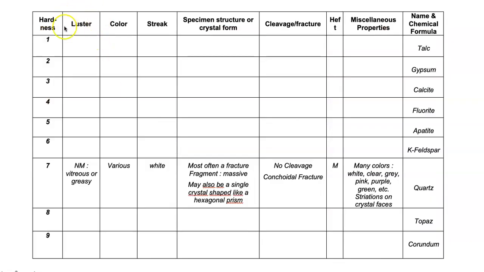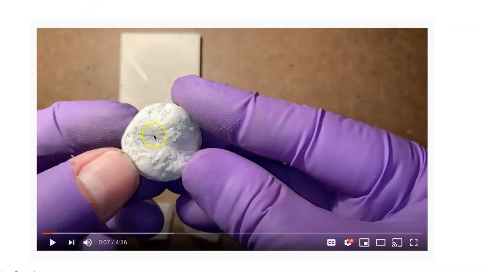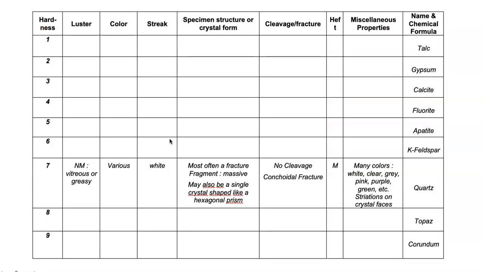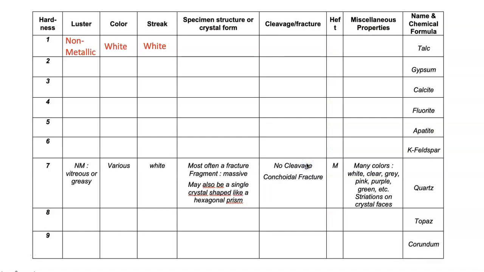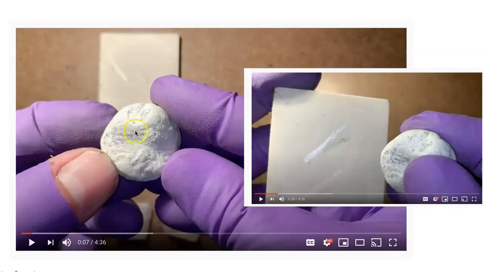And the first thing we're looking for is luster. Is it metallic? So this is definitely not a metallic mineral. So we're going to say not metallic. The color of the mineral is white. The person in the video usually checks the streak with a streak plate, and this streak is white. So we're going to put that as well. Next, specimen structure. This is a massive structure. There's no shape to this.